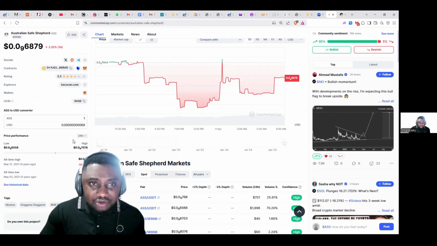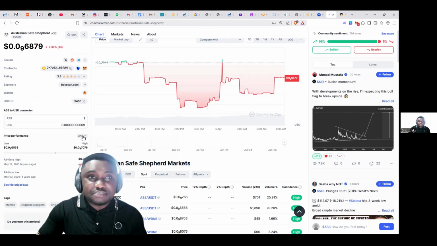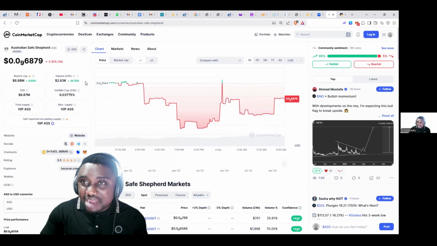So this is how you do your basic analysis. As a beginner, before you invest in any crypto project, always do your basic analysis. Now, what happens if this particular coin is not listed on CoinMarketCap or CoinGecko or any of the public platforms like this? How do you check if they are reliable or not?